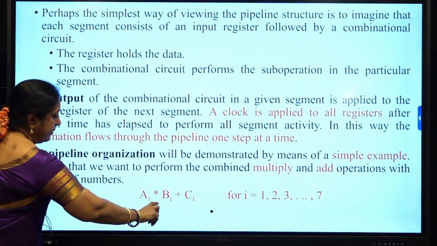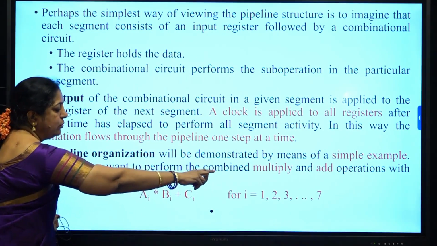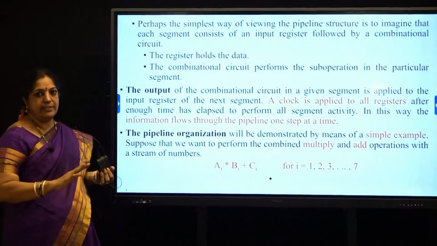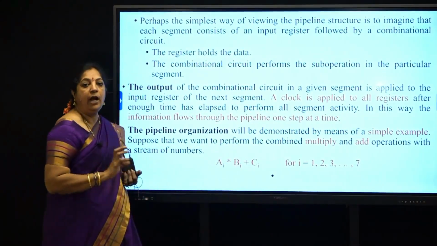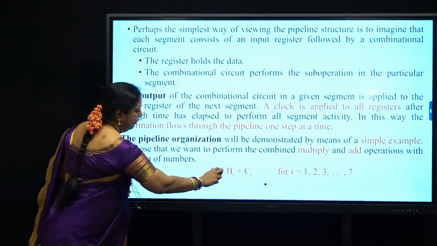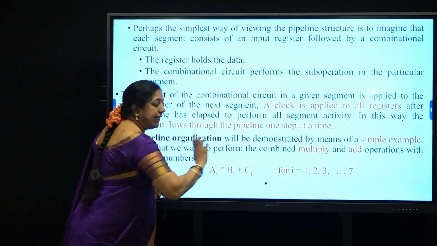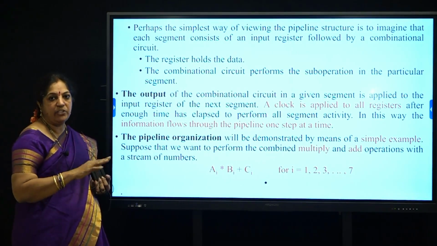Let us take one example: Ai times Bi plus Ci, for i equal to 1, 2, 3, and so on up to 7. This is the set of instructions which are to be executed. Now, how can it be done using pipelining organization, and how is it done without parallel processing? Let us discuss that. How many variables are there for each instruction? 3 variables. How many operations? 2 operations: one is multiplication, the second one is addition. And how many times do we have to perform it? For 7 different values we have to perform the same operation.